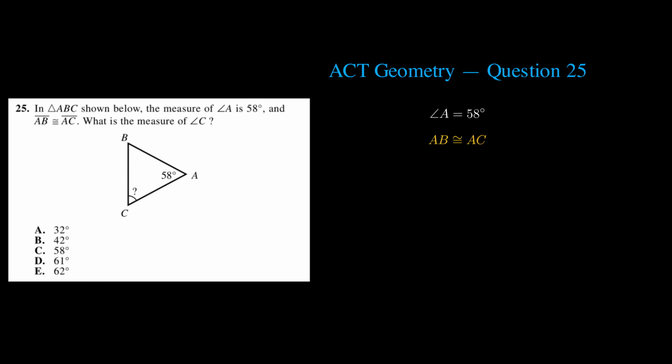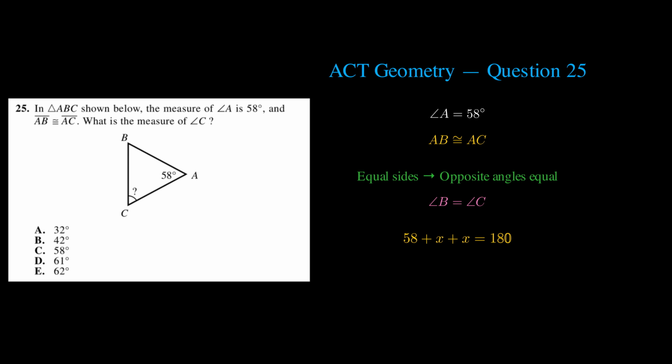Now remember the isosceles rule. If two sides are equal, then the angles opposite those sides are equal. Since AB equals AC, the angles across from them, angle B and angle C, must be equal. So angle B equals angle C. We know angle A is 58 degrees, and we know angle B and angle C are equal. Let's call each of those angles x.